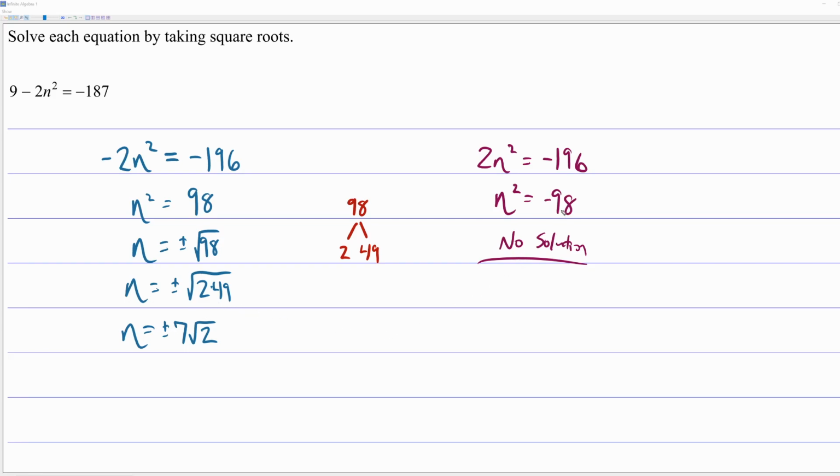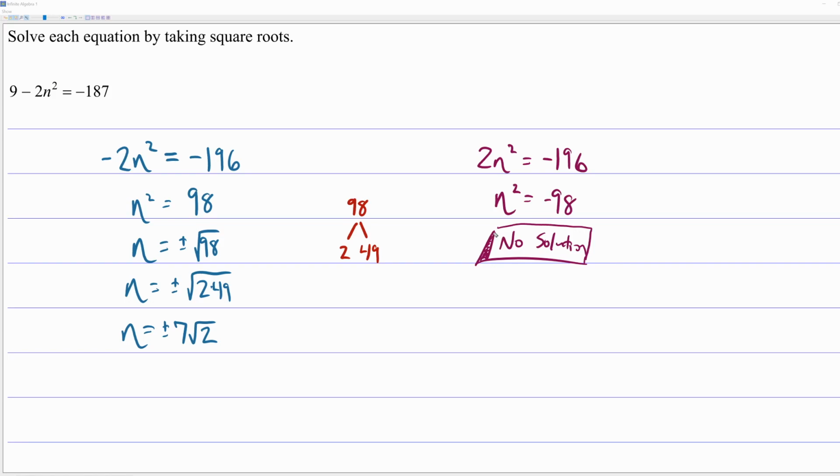Well, let's just say that negative 98 did have a square root. Well, if it was a positive number, a positive times a positive will be positive. It can't give you negative 98. If the square root of 98 was a negative number, again, negative times negative is positive. It can't multiply by itself to give you negative 98. So for now, you can't take the square root of a negative. Just put an asterisk next to that in your head.